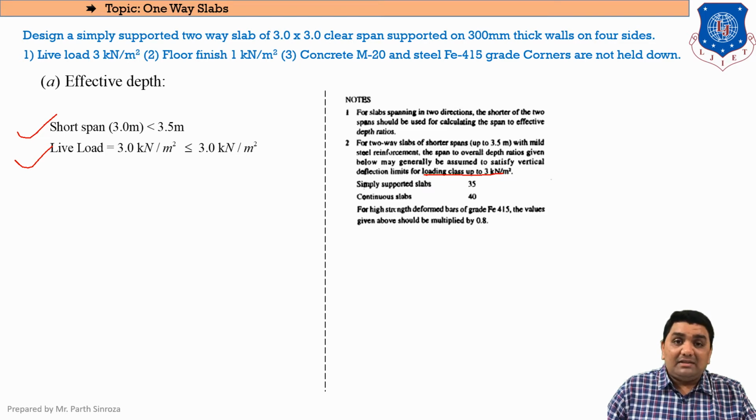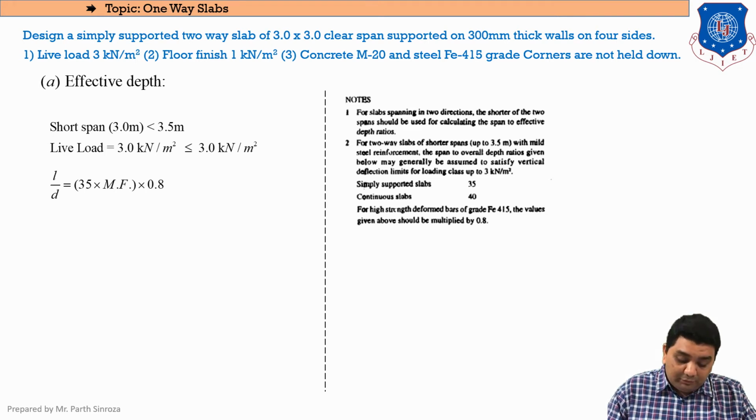Clear? So keep in mind, this is valid only and only when both the limitations are verified. So for these cases, as both the cases are verified, we will be using this case, that is for simply supported slab, the ratio will be 35 into MF, and for continuous slab the ratio will be 40 into MF. As we are given here, simply supported slab. So our ratio will be L by D equal to 35 into MF.